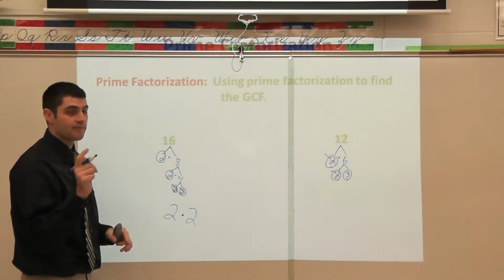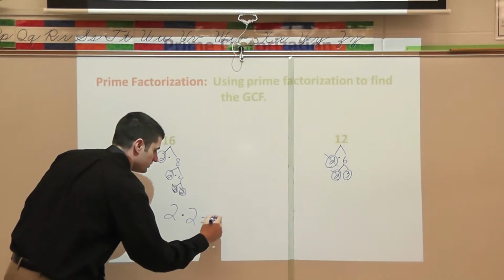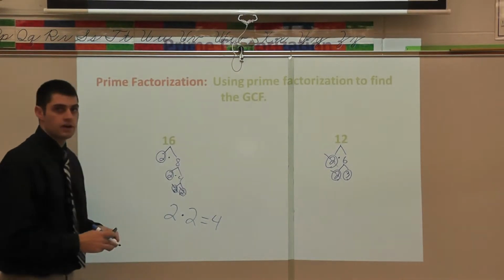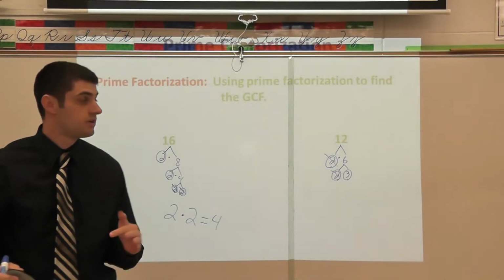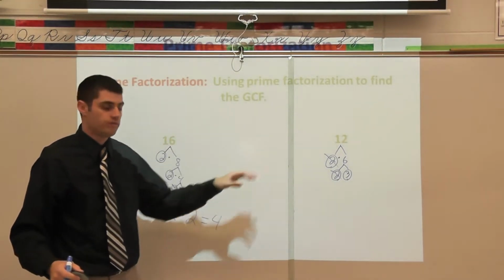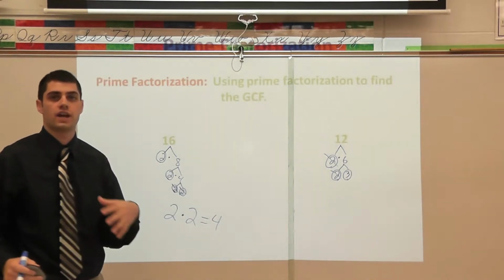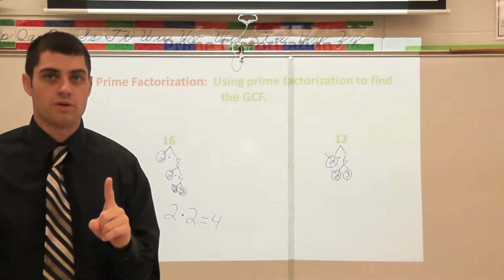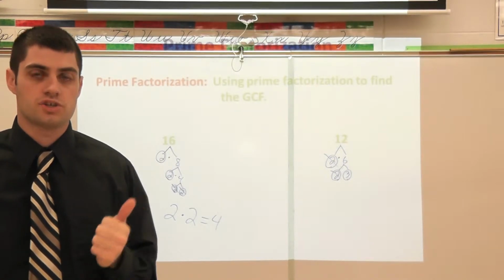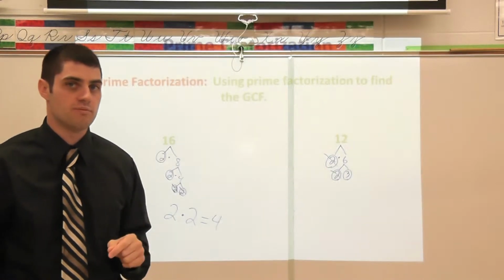Remember, I'm finding the GCF now. So I just do 2 times 2, which is 4, and the greatest common factor between 16 and 12 is 4. So again, I've used one method, but I was able to find the GCF, and I was also able to find the LCM of both of those numbers.